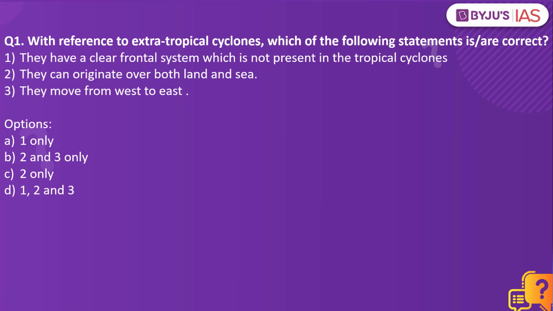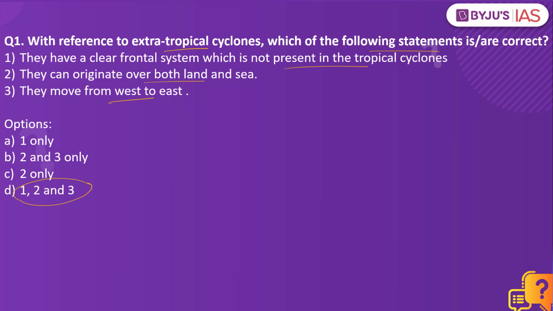With reference to extratropical cyclones, which of the following statements are correct? 1. They have a clear frontal system, which is not present in the tropical cyclones. 2. They can originate over both land and sea. 3. They move from west to east. Which of the statements are correct? The answer to this is 1, 2 and 3.